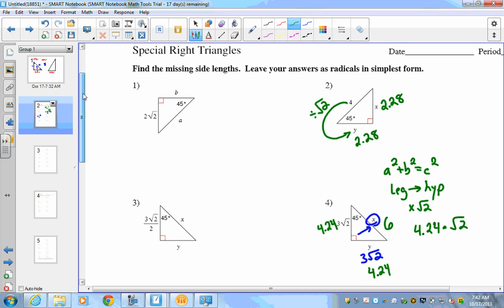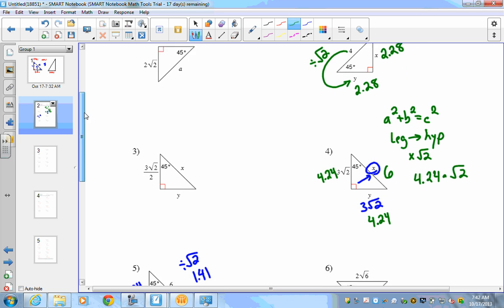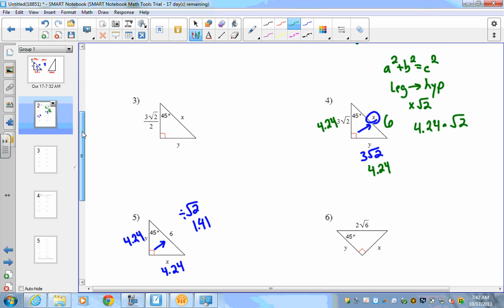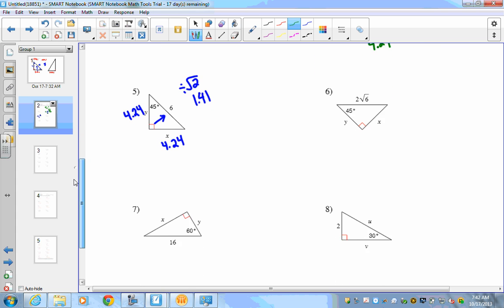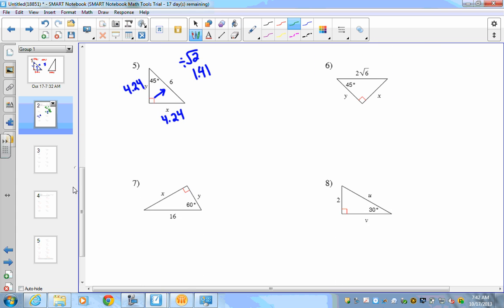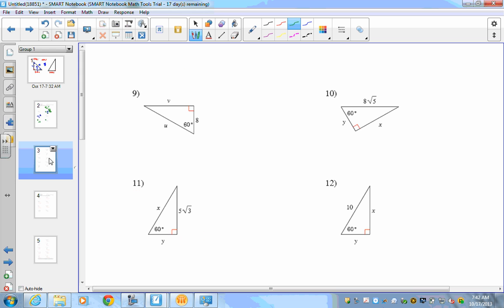I'm going to scroll down through this key. So if you'd like to pause anytime throughout this video, feel free to do that. Now questions 7 and 8, we're dealing with a 30, 60, 90, and that'll be on the next video. So we're going to hold off on question 7 and question 8. Let's see the next page.